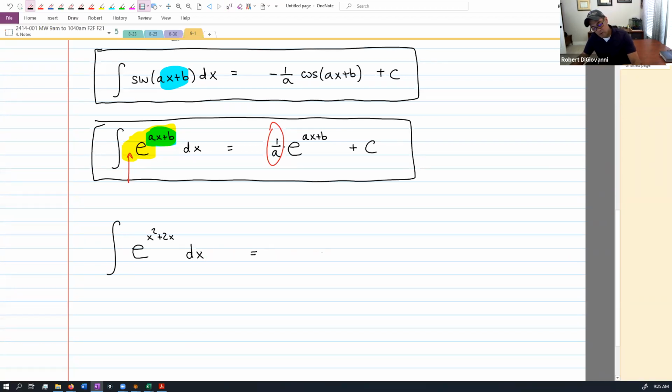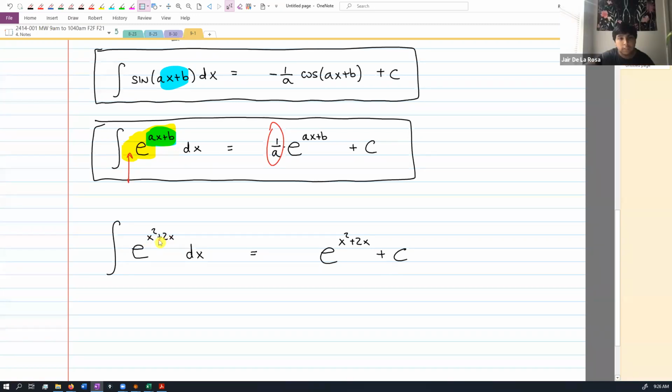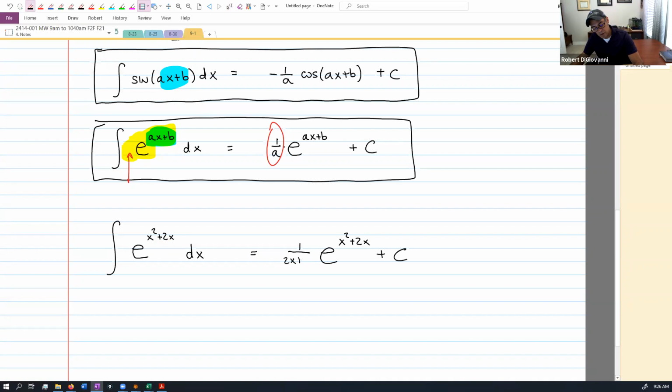You might think, okay, the antiderivative is this. And then what would go out front? Well, this isn't linear, right? So what's the derivative of this? 2x plus 2. So maybe you think to yourself, oh, I'll just put a 1 over 2x plus 2 here, right? Maybe that's what you're thinking. That will not work, okay?